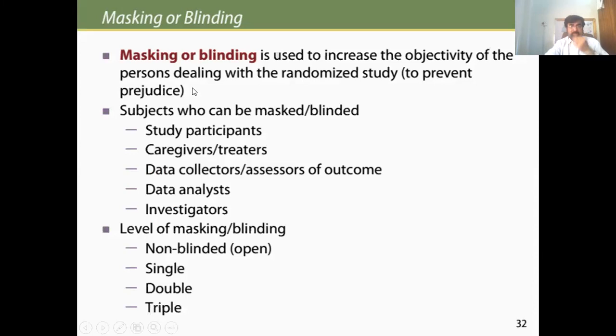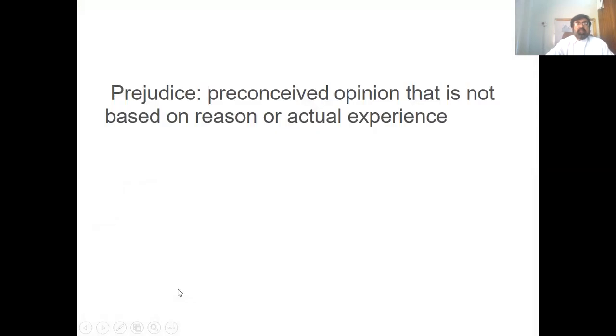Masking or blinding is used to increase the objectivity of the person dealing with the randomized study to prevent prejudice. Subjects who can be masked or blinded may be the study participant, caregiver or treater, data collector, assessor of outcome, data analyst, and maybe investigators. Level of masking may be non-blinded, open, where all the people know what is going on, a single blind, double blind, and the triple blind.